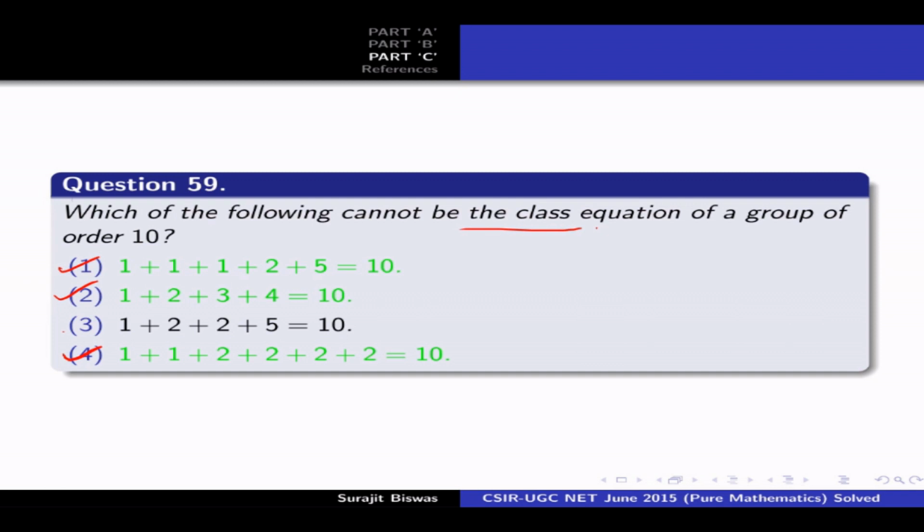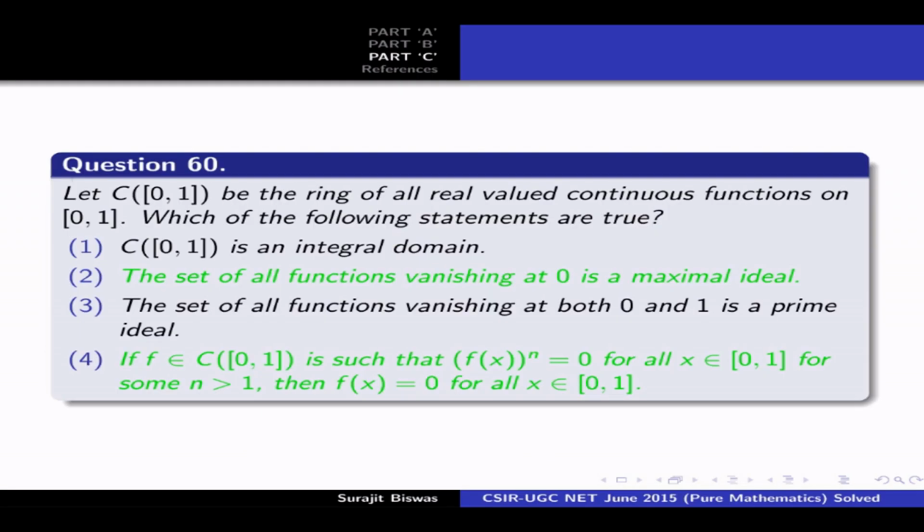Okay, the correct option is 1, 2 and 4. Question number 60. Let C[0,1] be the ring of all real valued continuous functions on [0,1]. Which of the following statements are true? The first option is C[0,1] is an integral domain. Is this true? No. Why?